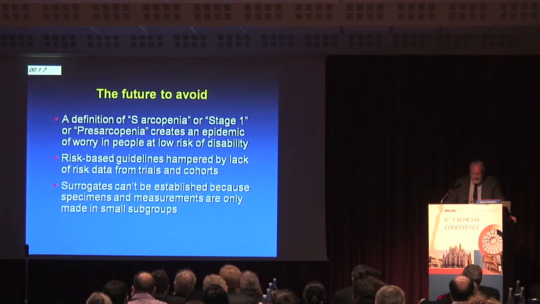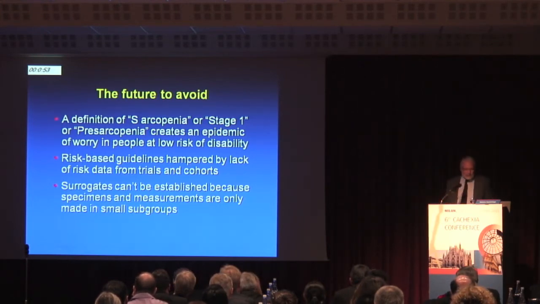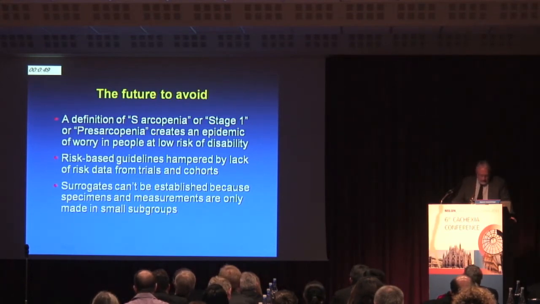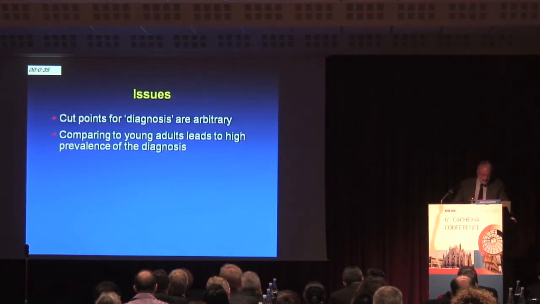And in addition, risk-based guidelines took us a long time to get there, and they're hampered by the lack of risk data from large cohorts and trials in a standardized way. We don't have coordinated assessments of risk in large cohorts that have fractures as an endpoint, let alone disability. And I'm worried that surrogates won't be established because specimens and measurements are only going to be made in trials in small subsets because it's cheaper in the short term, expensive in the long term when you start to have to continue to pay for large scale trials.